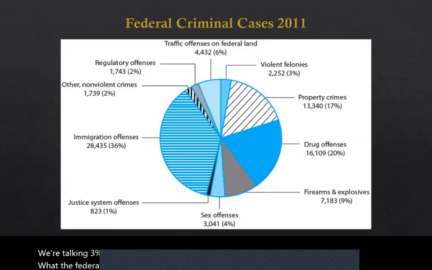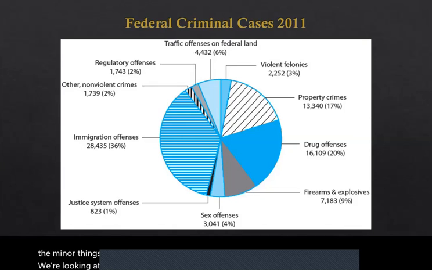6% are traffic offenses on federal land. So you're in a federal or a national park and you're speeding, you get counted in this statistic. Then we have regulatory offenses, they're 2%. Those are the minor things. Miscellaneous crimes, 2%. And then sex offenses, we're looking at 4%.